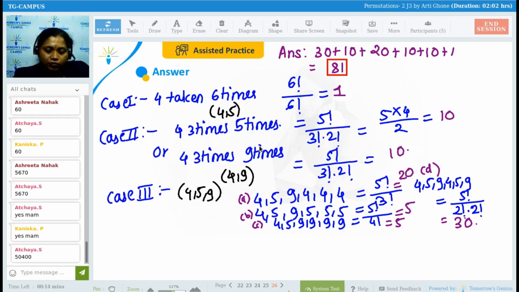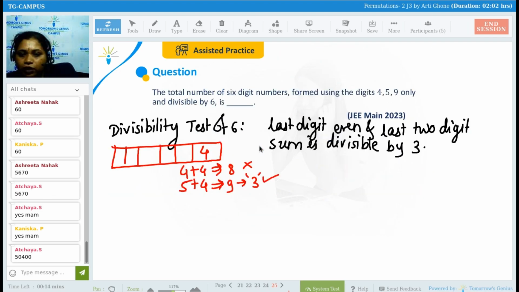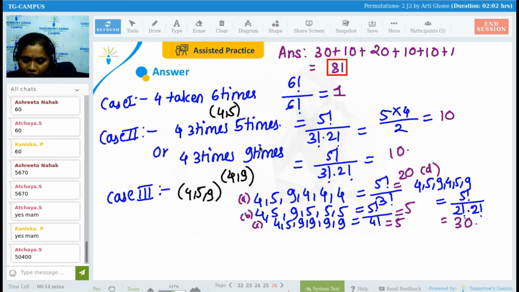Got it? Clear? But this is not a simple question at all. I know the conditions require lots of imagination power, and imagination power comes with the JEE questions. Okay, you have to imagine the things. Everything is like what can be placed at that place and everything.